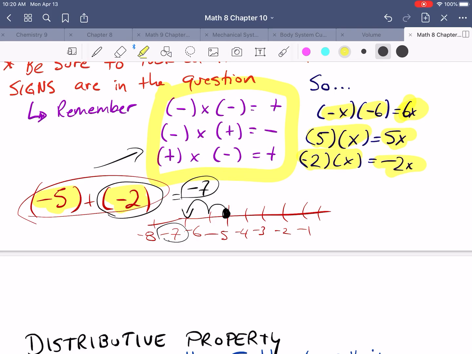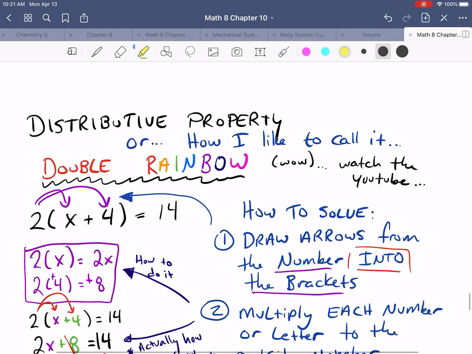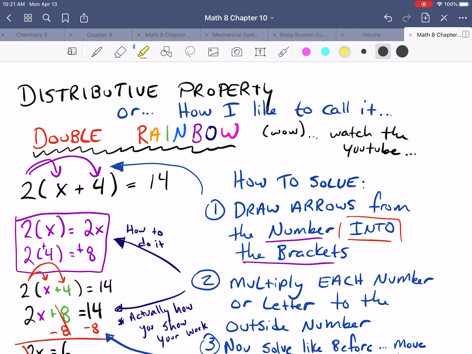And so basically, whenever you see brackets, you know it's multiplying, but we need to remember these multiplying and dividing rules. These rules do not apply to adding and subtracting. All right, so distributive property.